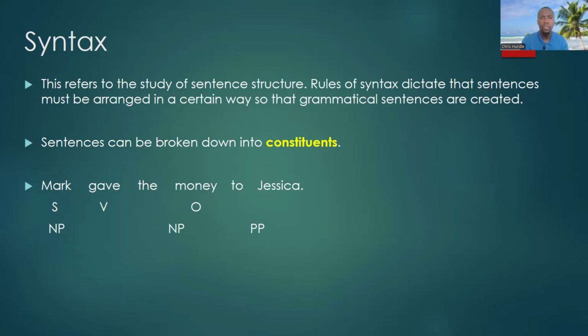All right. So to Jessica, that would be a constituent because you need the preposition and you need the noun phrase Jessica, which form a prepositional phrase. So those two have to go together. You can't say Mark gave the money Jessica to Jessica.